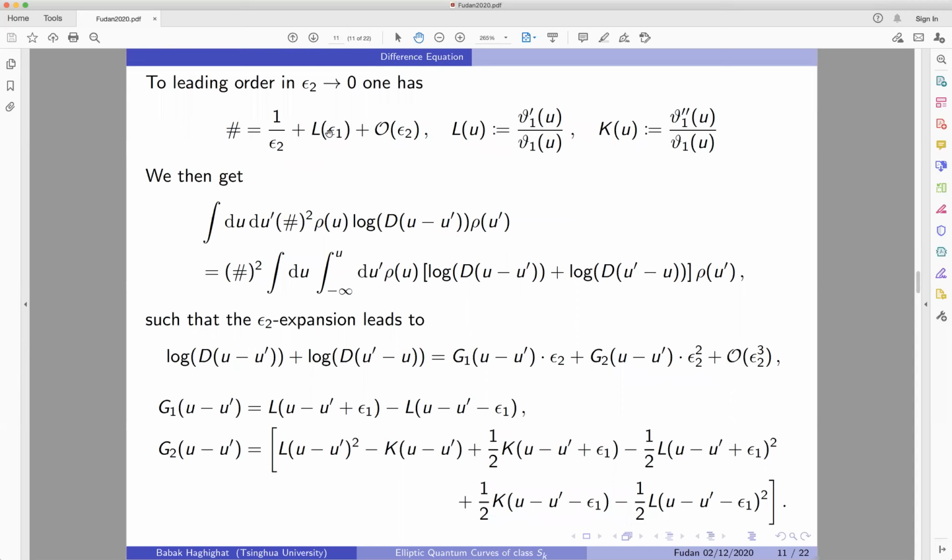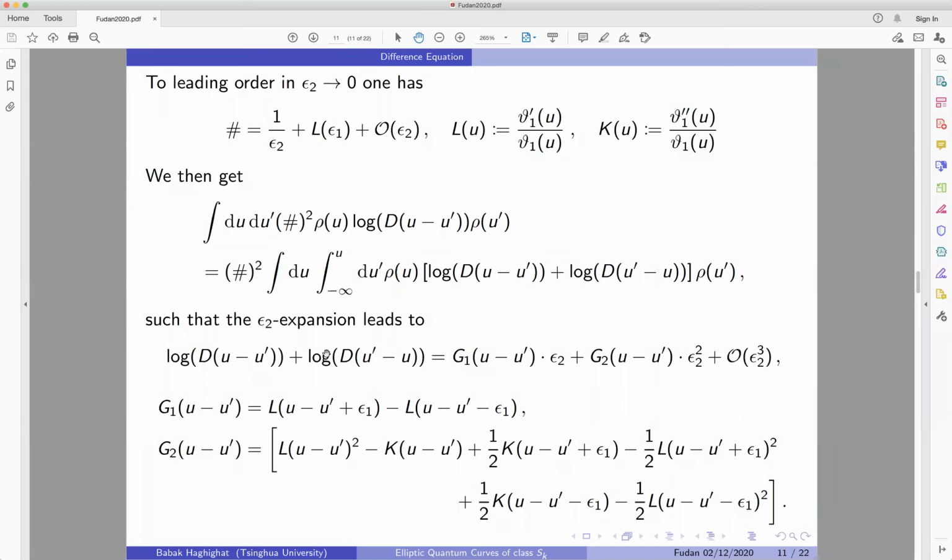And we have these abbreviations for these ratios here. This whole quadratic piece can be rewritten in this way, because this whole thing should be symmetric under exchange of u and u prime. Then this can be expanded in epsilon 2, and later on we will send epsilon 2 to 0. We're going to use all these expressions. These all arise from an epsilon 2 expansion of the original kernels here.